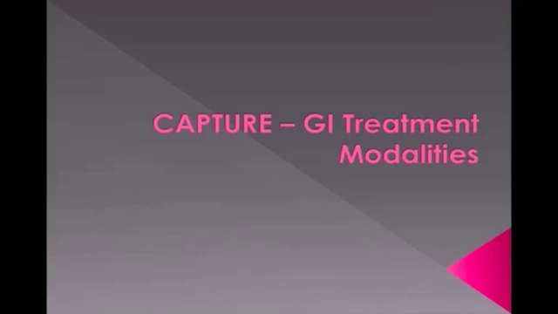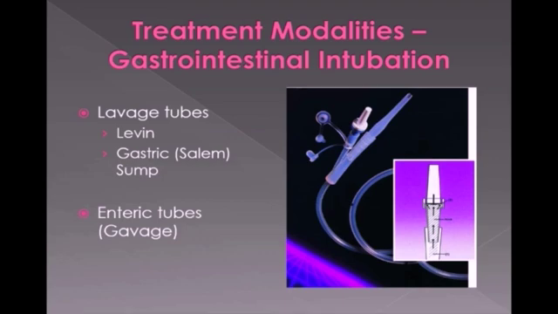In this capture, we will take a look at some different GI treatment modalities. We're going to start with GI intubation, and here we're looking at nasogastric tubes or orogastric tubes. You want to keep in mind the terms lavage and gavage. Lavage, L, leaving. This tube is put into the stomach through the nose, and it will be hooked up to suction. It's to suck things out, to make things leave the GI tract.